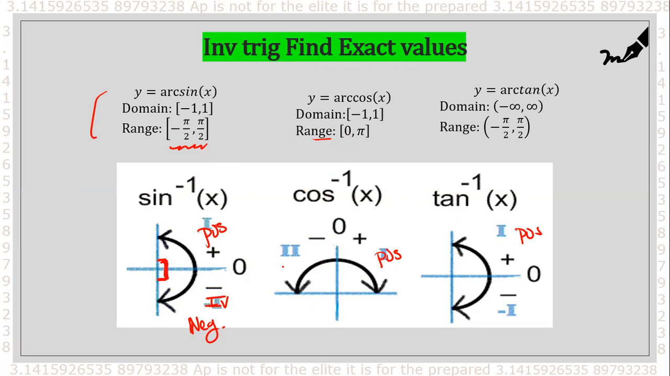And for arc cosine, it is negative in quadrant 2. That is different for tangent. Arctangent is negative, very similar to arcsine, in quadrant 4. Okay, keep in mind you cannot have 90s in arctangent, but you can in arcsine. Okay, so let's go ahead and do some practice problems.